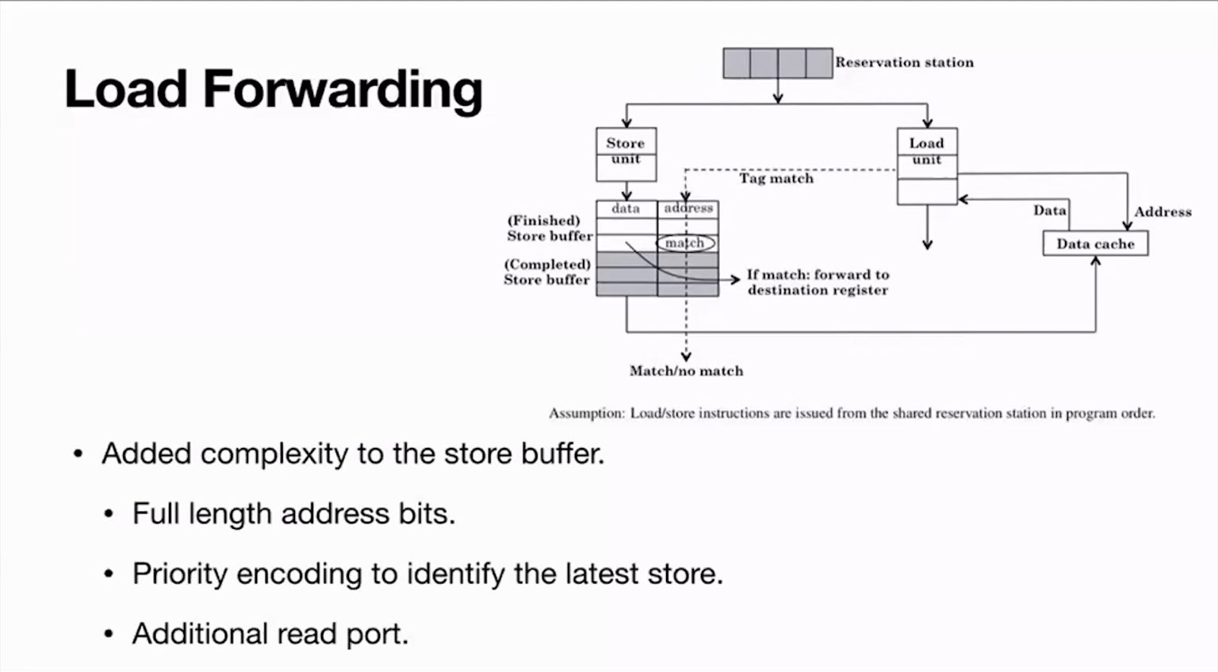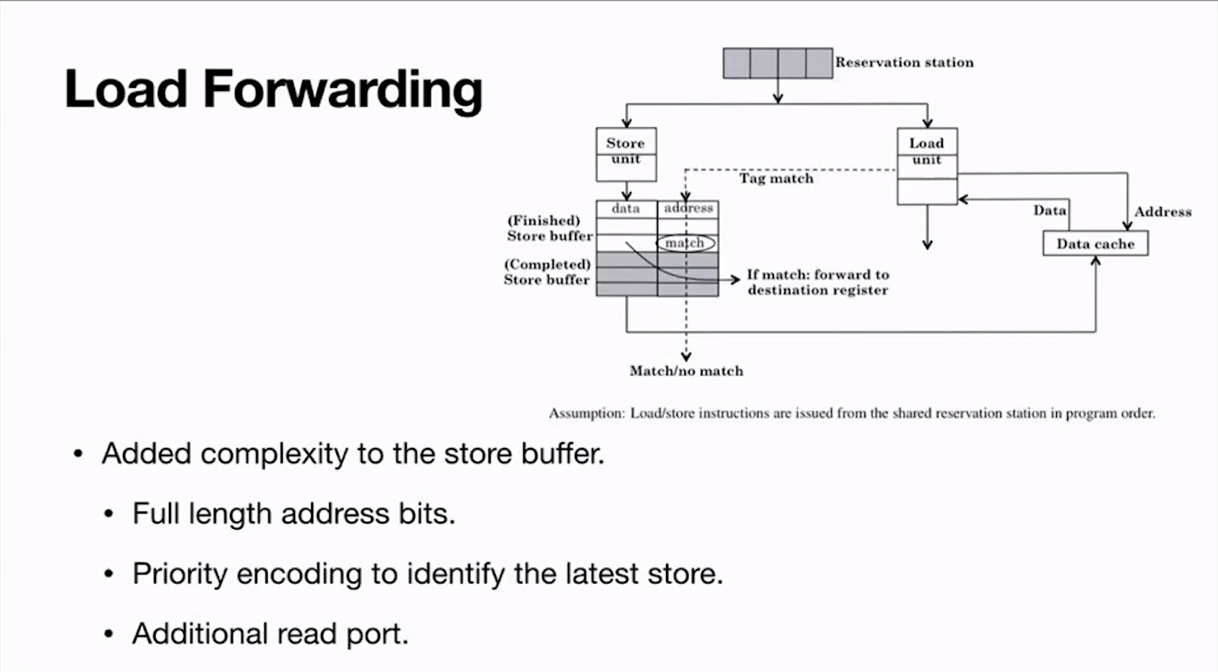But here it adds extra complexity, because you need to consider full length address bits, not the partial tag, and you have to implement priority encoding, because there may be multiple stores to the same address, and then there is a load instruction. Now, which store has to supply the data to this load? The latest store has to supply. So that is where we have to implement a priority encoding and give the priority preference for the latest store.